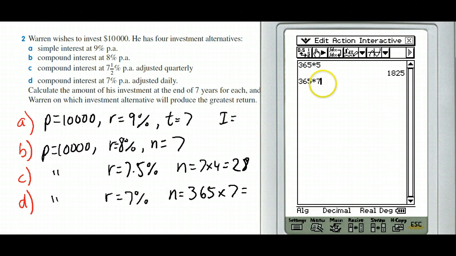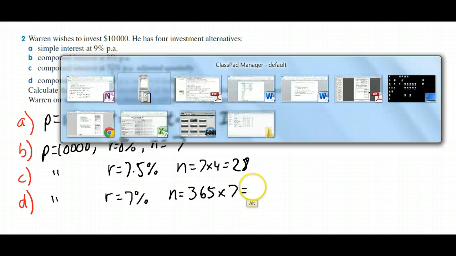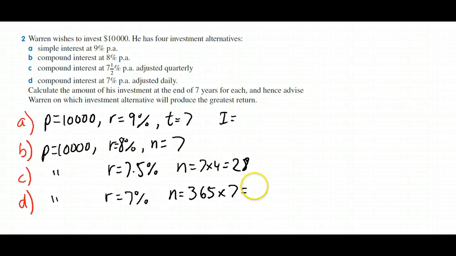365 times 7 is 2555, and in 7 years I think we could reasonably assume there'd be 2 leap years in there. You could say there'd be only 1, or it'd be up to you, but I'm going to say there's 2, so 2555 plus 2 is 2,557. 2,557 is the number of compounding periods. Alright, let's put these into the calculator and see what we get for each one.